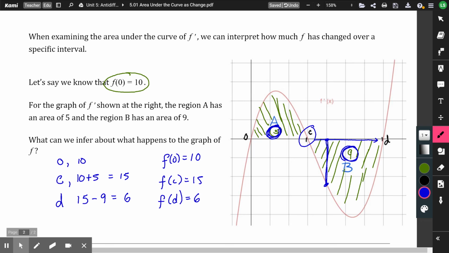So the area underneath the graph of our derivative can help us describe how much f has changed between specific x values. We are not able to interpret what happens in between 0 and c, or what happens in between c and d, but we do know those 3 specific x values and the corresponding y coordinates.